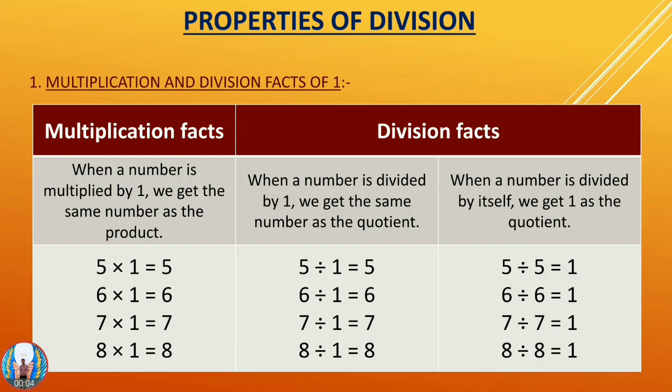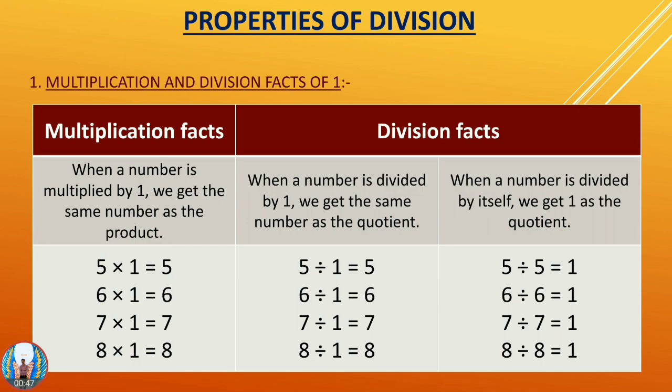Properties of division. There are some properties. First one, multiplication and division facts of 1. Multiplication facts. When a number is multiplied by 1, we get the same number as the product. For example, 5 into 1 is equal to 5, 6 into 1 equals 6, 7 into 1 equals 7, 8 into 1 equals 8. But when a number is divided by 1, we get the same number as the quotient. For example, 5 divided by 1 equals 5, 6 divided by 1 equals 6, 7 divided by 1 equals 7, 8 divided by 1 equals 8.